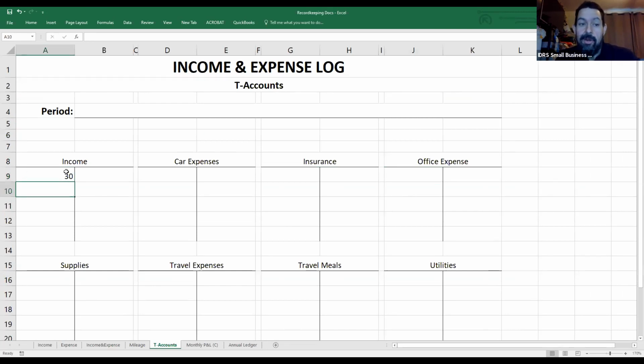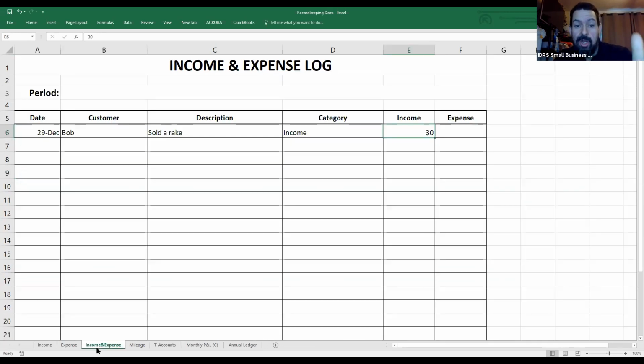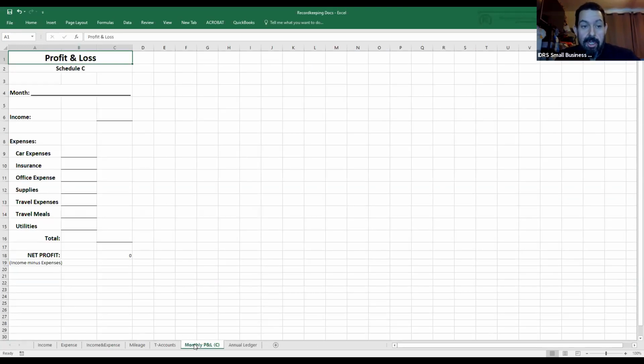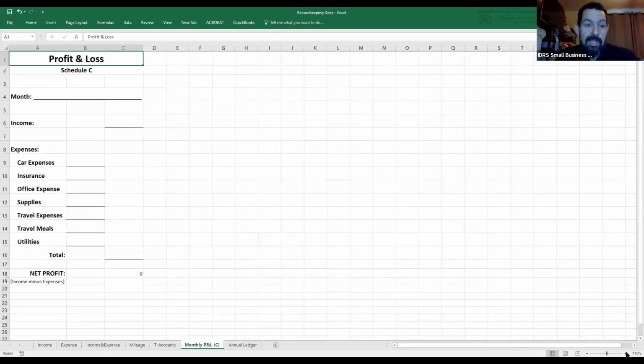And then at the end of a period, and typically you could do this weekly if you have a lot of transactions, or you can do this every month, you would go in here and transfer all these items from your income and expense log over to your T account. And then you would add up all your T accounts. And now you would just have a total up here. And then what you could do is transfer that to a monthly profit and loss statement, right?